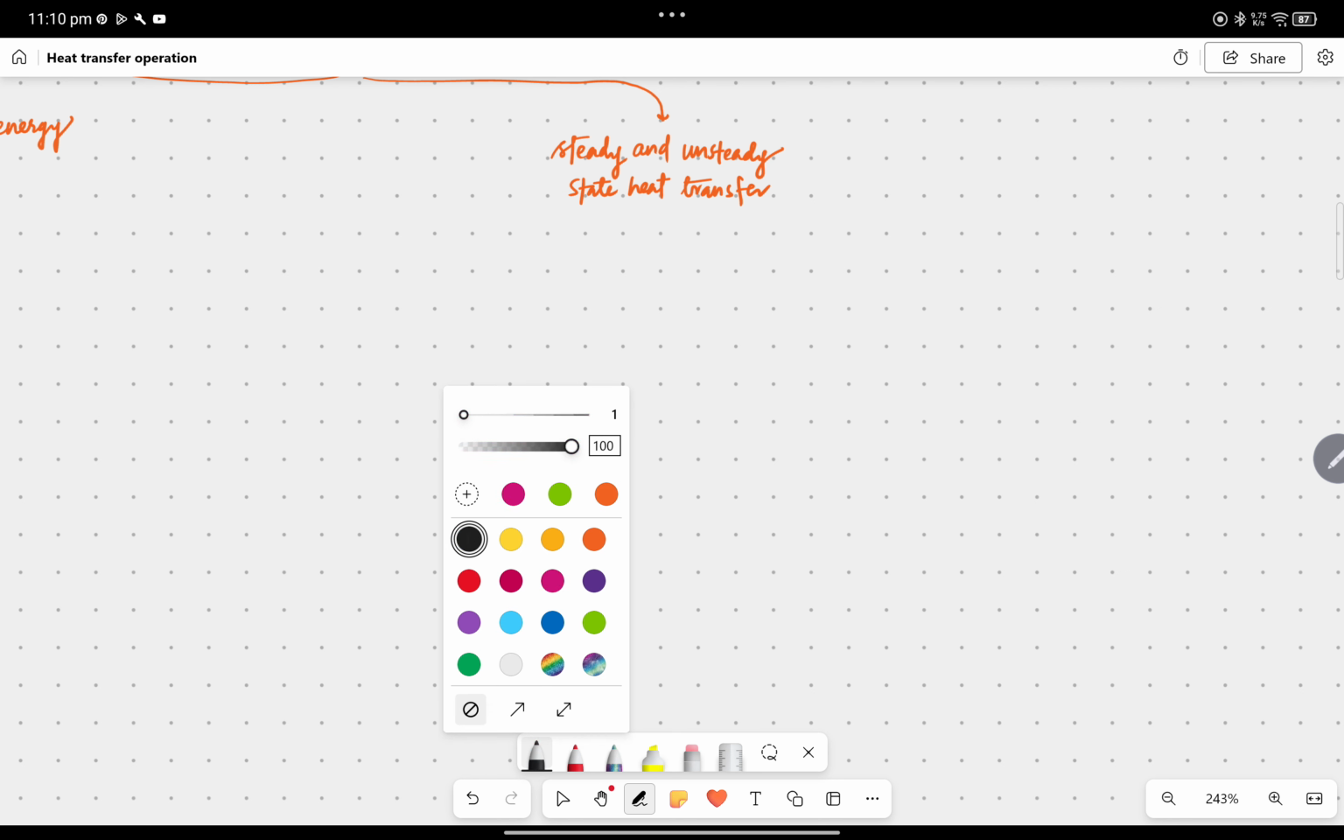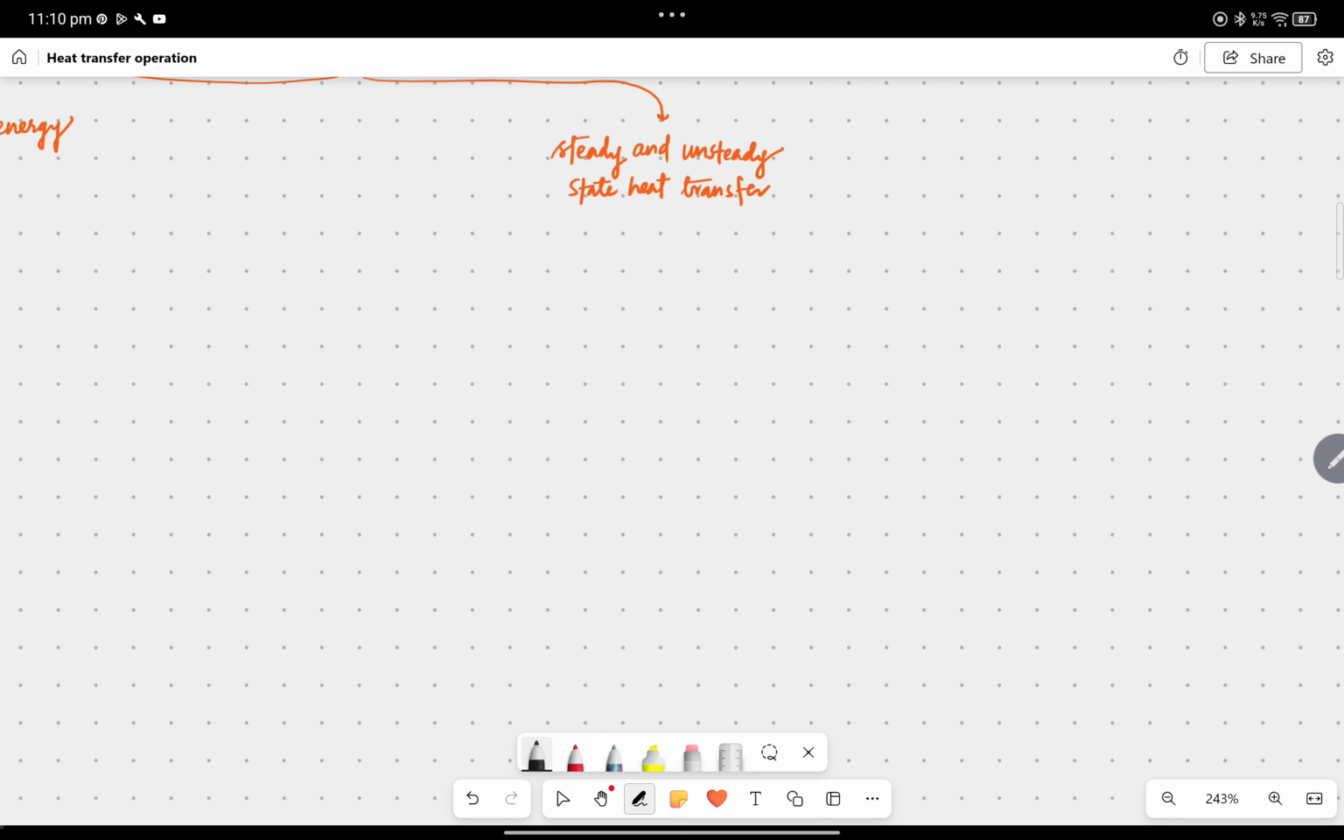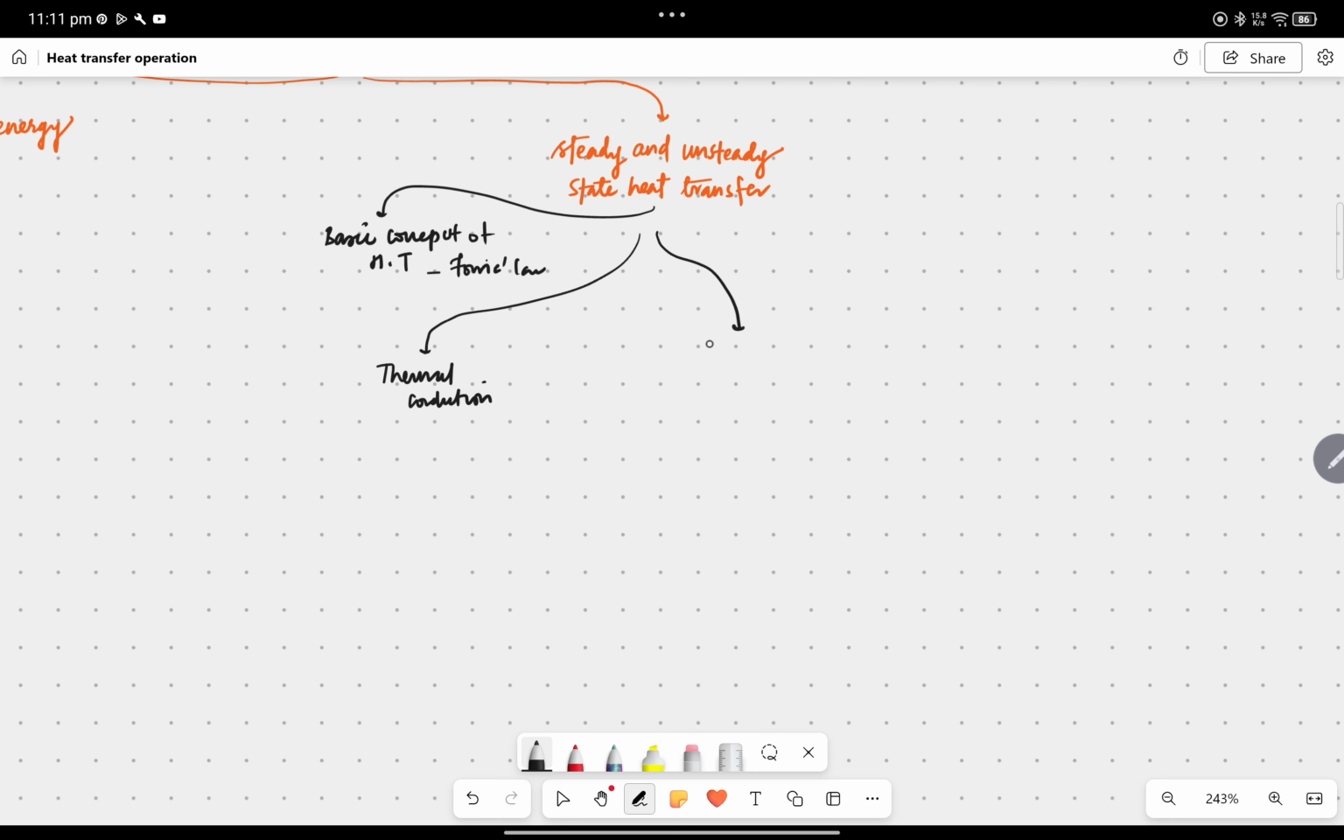So first of all, what do we study in this topic? First of all we study the basic concept of heat transfer, like Fourier's law. Then we learn about thermal conductivity. This creates the base for the next topic, and that is steady state heat transfer.